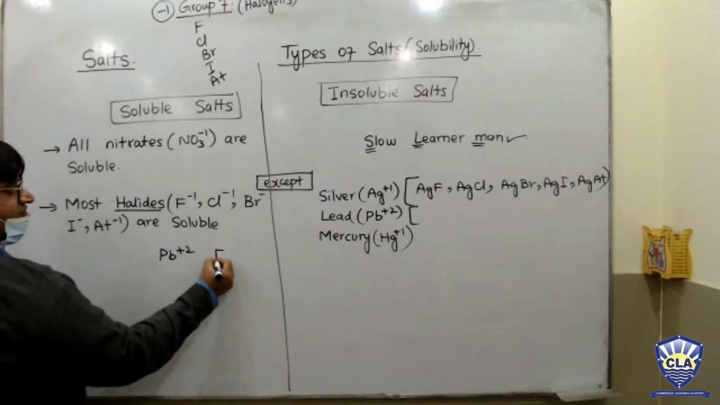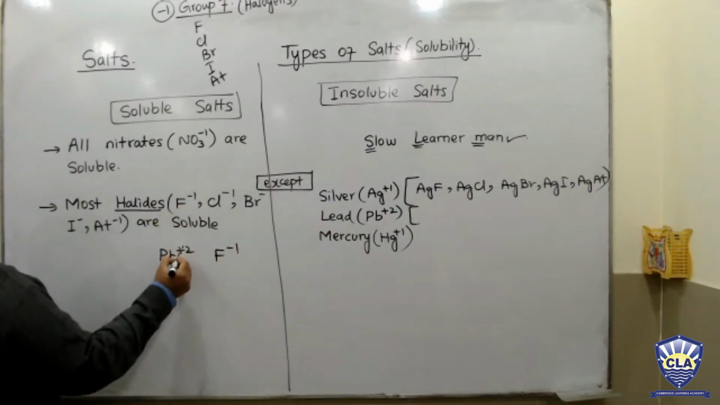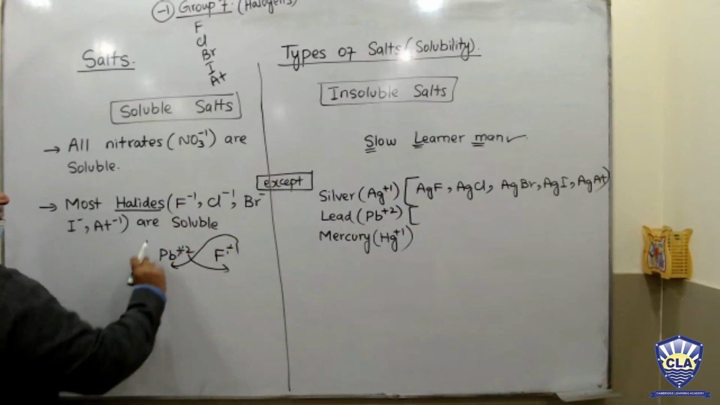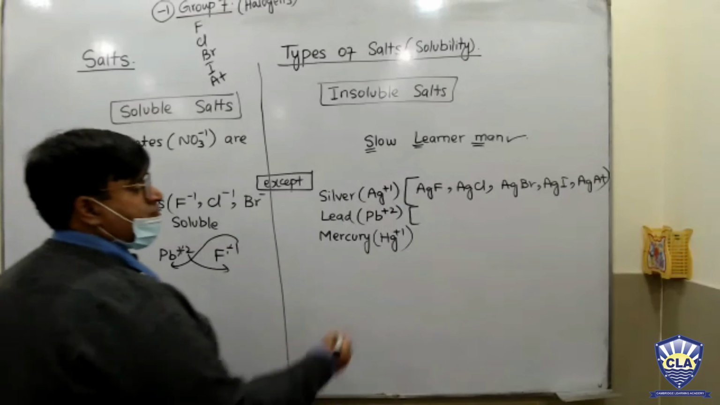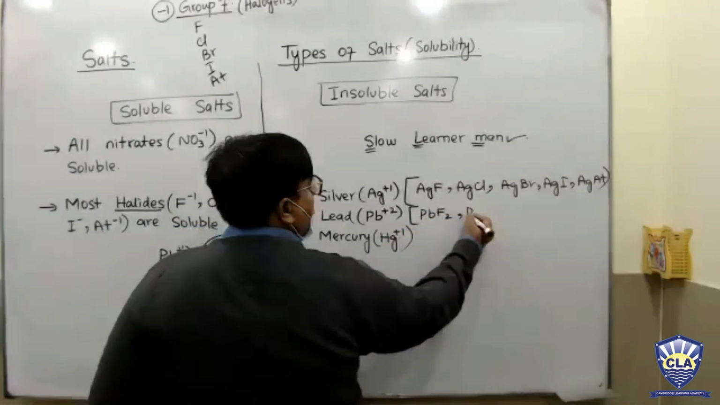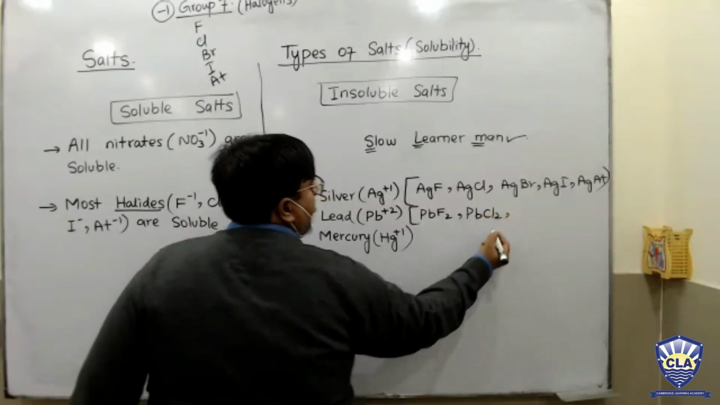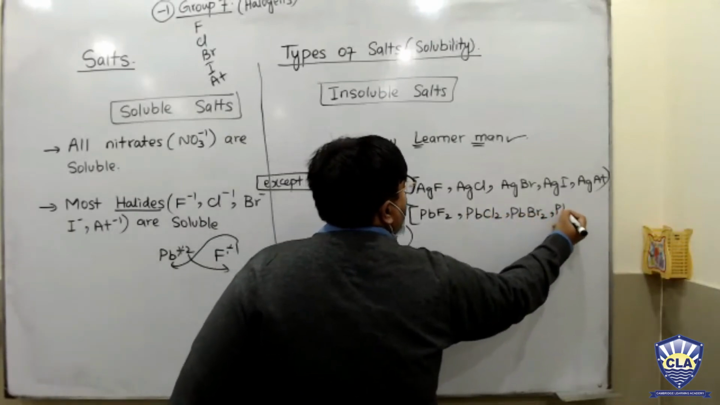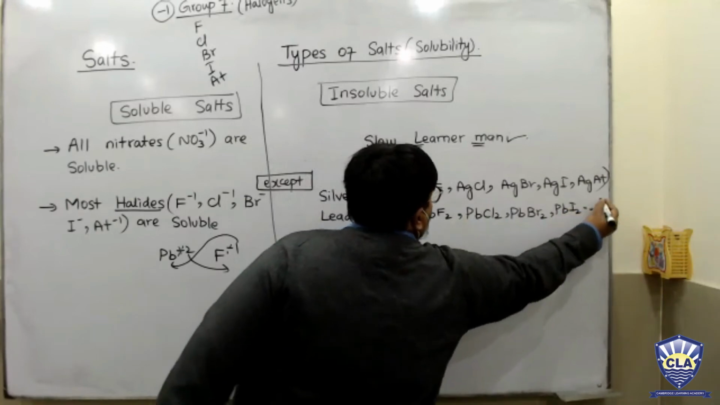Pb is +2, F is -1, plus and minus would be cancelled. 1 will come up here, 2 will come up here. So it would become PbF2. So PbF2, PbCl2, PbBr2, PbI2, and so on.